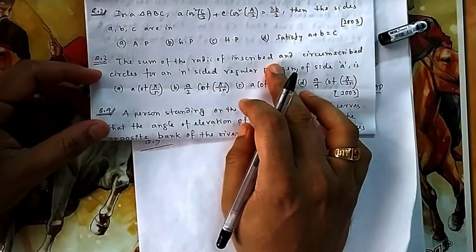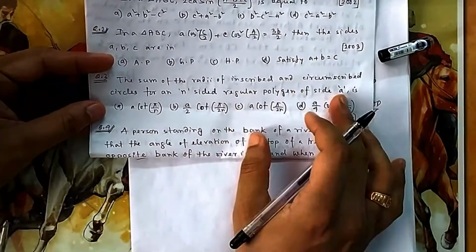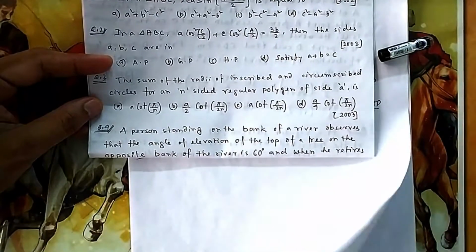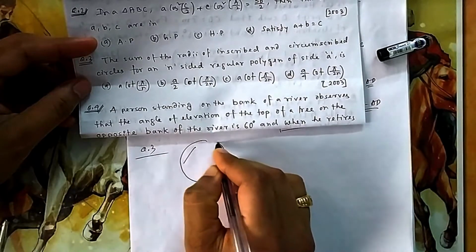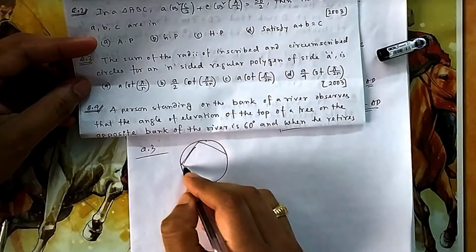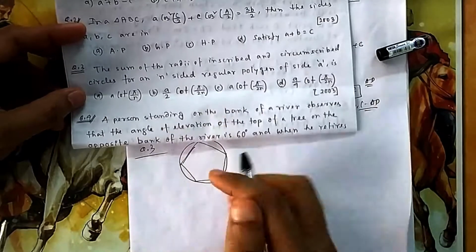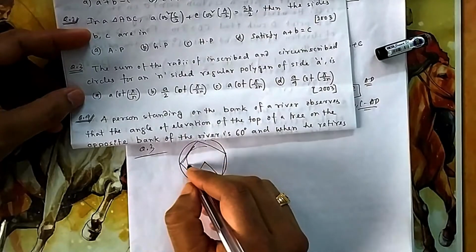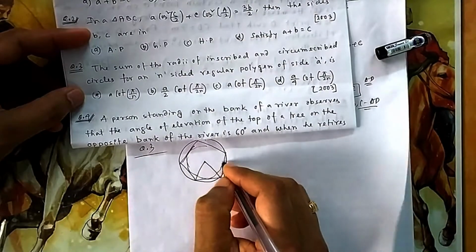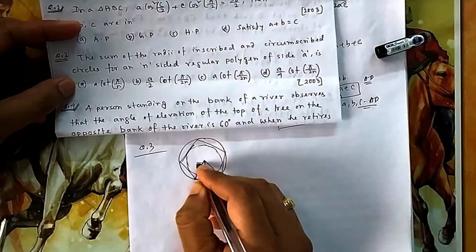Now in question number 3, what they are asking: the sum of the radii of the inscribed and circumscribed circles for an n-sided regular polygon of side A is given by. If you see a polygon, let me first draw a circle, then the polygon, any polygon. Because it is regular, all sides will be equal, an n-sided regular polygon. For the time being you assume this is regular. If you draw the inside circle, because my drawing is not perfect, let me just visualize. So this is the inradius and this is the circumradius.